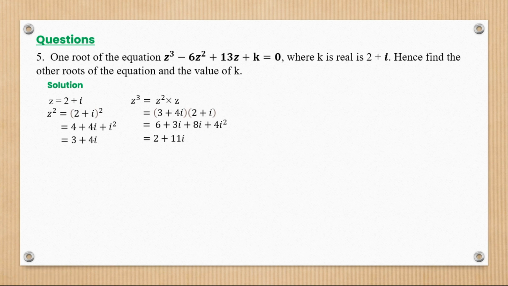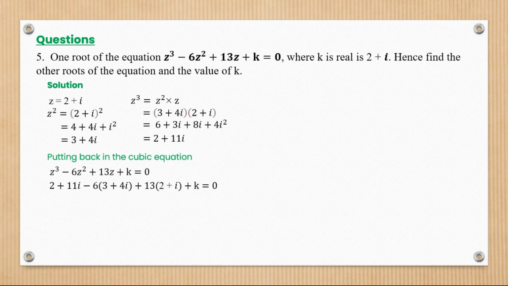Now that we know what z squared and z cubed are, we can substitute them back to find the value of k. So putting back into the cubic equation, we're going to substitute values. Where there is z cubed, we put this in. Where we have z squared, we put in the 3 plus 4i, as you can see here. Then where there is the 13z, we put the value of z, which we already knew, right there. Then when we solve this, we end up having 10 plus k equal to 0, and you can see that k is equal to negative 10. So we've found the value of k.